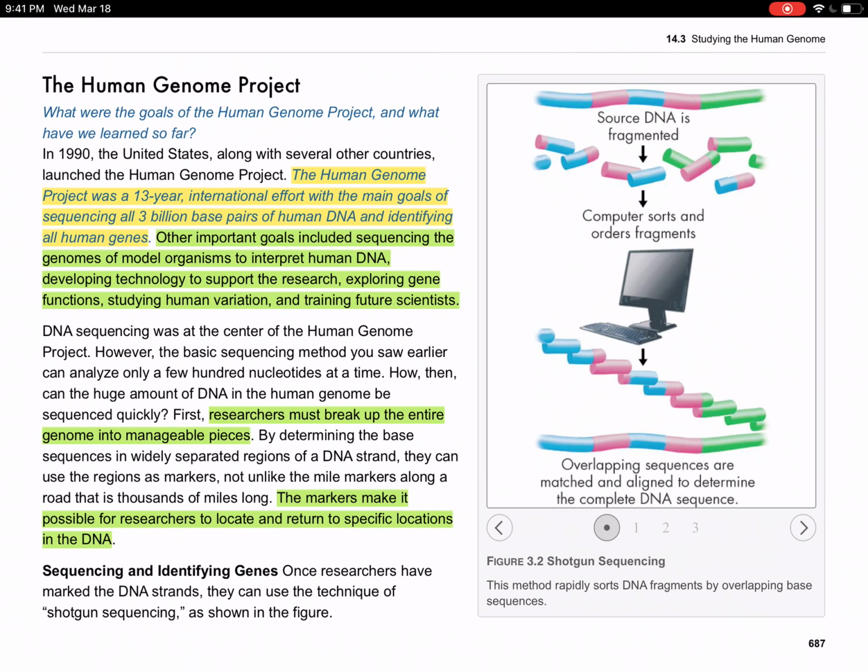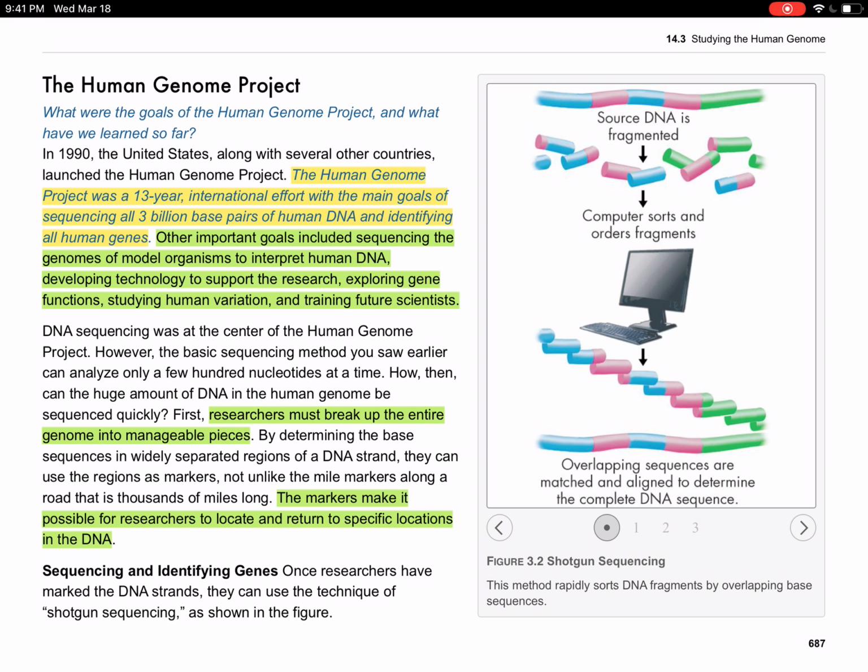Roman numeral 2, the Human Genome Project. Number 1, the Human Genome Project was a 13-year international effort with the main goals of sequencing all 3 billion base pairs of human DNA and identifying all human genes. There were other important goals as well.